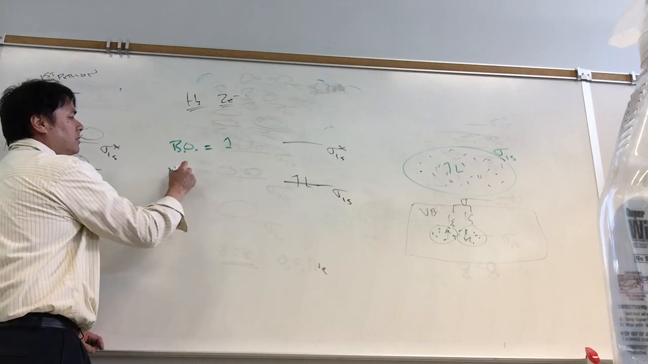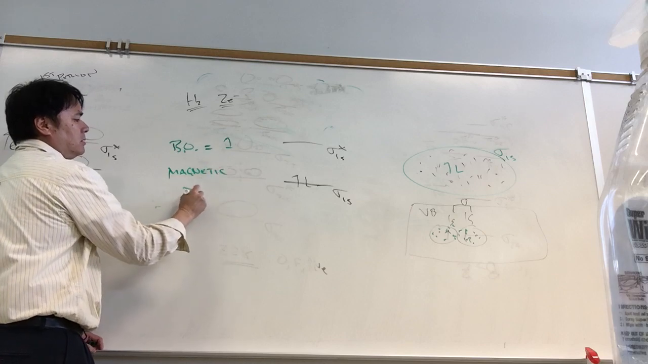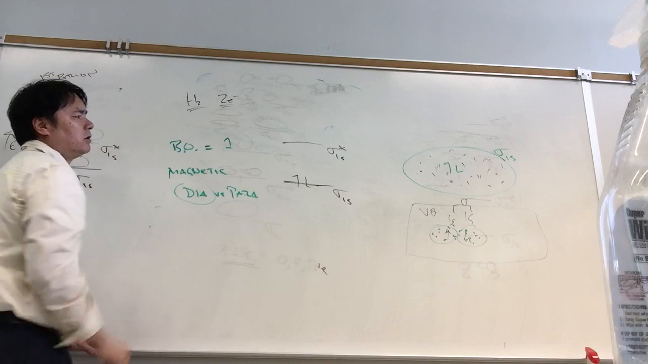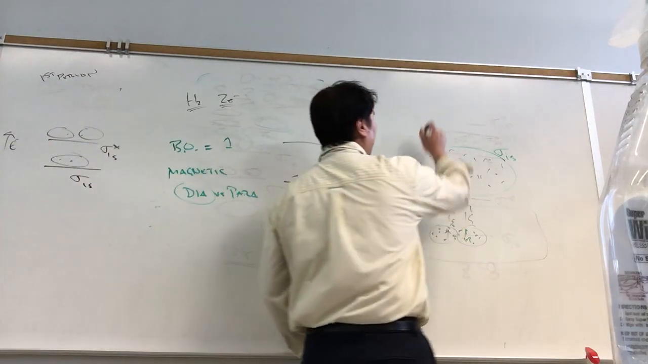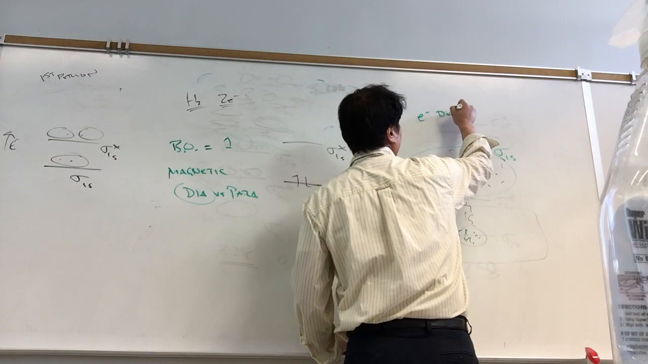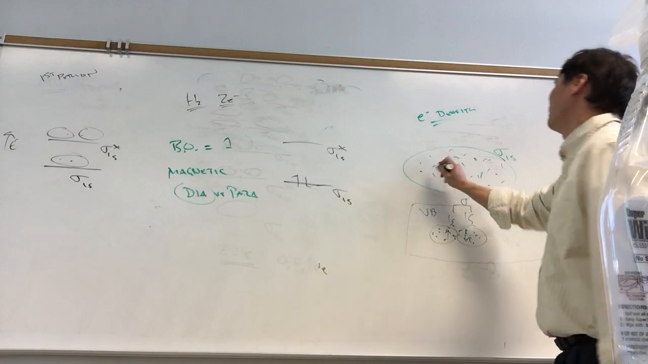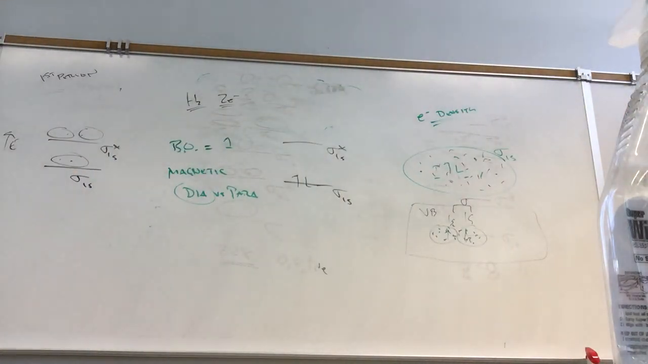And the magnetic properties, we look for diamagnetic or paramagnetic. Dia versus para. Well, this is going to be diamagnetic because there are no unpaired electrons. And then we look at an electron density map. This is called an electron density map. This is crude, but this is our electron density map here. We want to know how the electron densities are arranged.